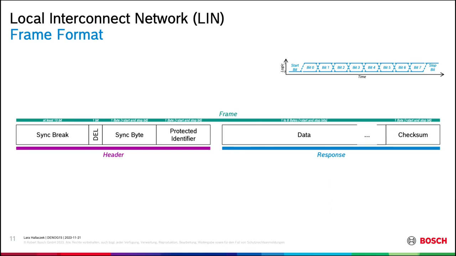Afterwards, the response is up to 8 bytes of data and a checksum, which is the inverted 8-bit sum with carry. Every byte on LIN gets 2 additional bits added to it, a start bit and a stop bit. The start bit is always 0, and the stop bit is always 1.